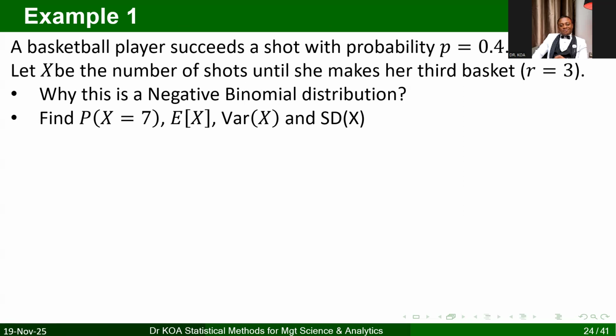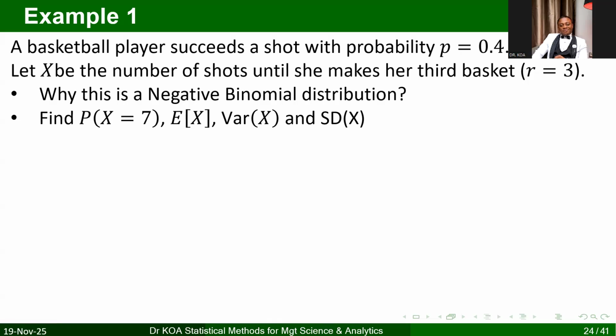Watch it. It says a basketball player succeeds a shot with a probability of 40%. So a shot is what? It's a success, as long as it has a probability of 40%. So a shot is a success with a probability of 40%. Now, how do you know that the trials are independent?